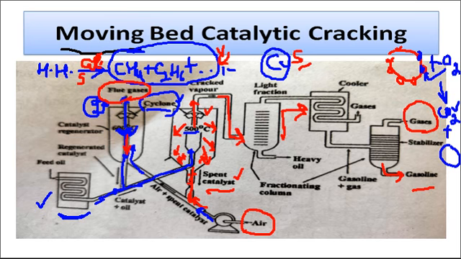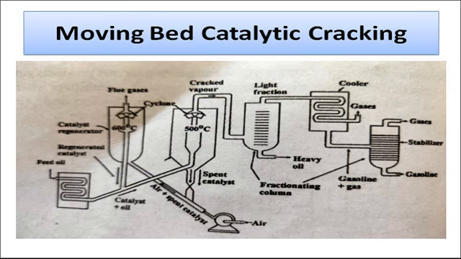Again I am repeating the process for your revision. In moving bed catalytic cracking, first of all two things we have to remember. First, the catalyst is used in the form of fine powder. Second, the catalyst is used in the moving position as a fluid. Catalyst is used in the catalytic chamber. Reaction takes place in the reaction chamber.